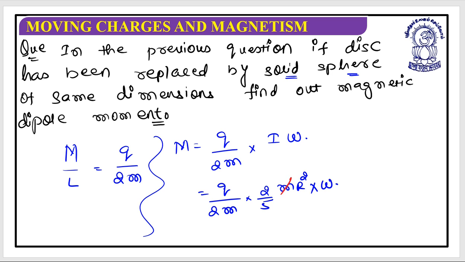So this m and m could be cancelled, this 2 can be cancelled. So this could be written as m equal to q into omega into r square divided by 5. This is the magnetic moment. I hope this is clear. Are you sure? Can you do this kind of question? Can it be done? Great.